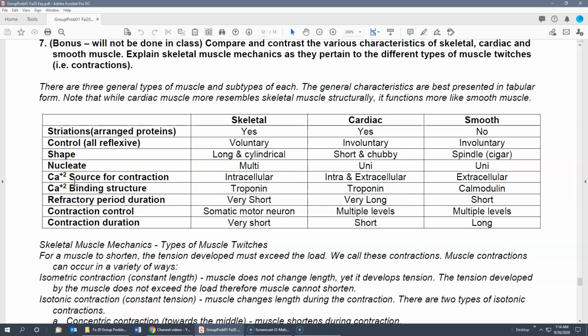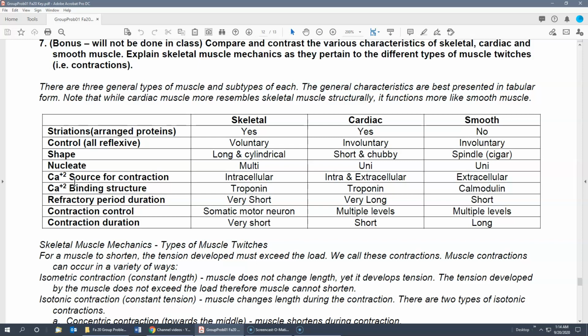What's the calcium binding structure? So in order to get contraction, calcium has to bind to some protein. It's troponin, or some people say troponin, in skeletal and cardiac muscle. And in smooth muscle, it's a molecule called calmodulin. It modulates activity by calcium. That's where the word comes from.